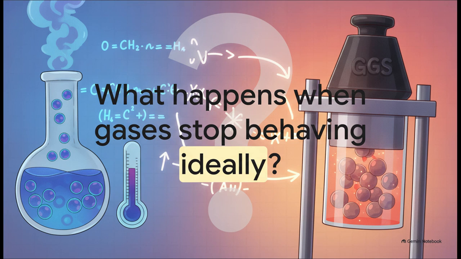But before we wrap up, I do want to leave you with a bit of a provocative question to ponder. See, throughout this entire explainer, we have completely relied on the concept of an ideal gas. We're assuming gas particles don't interact with each other at all and take up 0 space. But out in the real world, under extreme pressures or super cold temperatures, gases actually stop behaving ideally. So what exactly happens to our perfectly balanced stoichiometry calculations then?